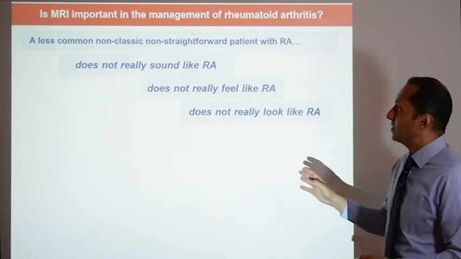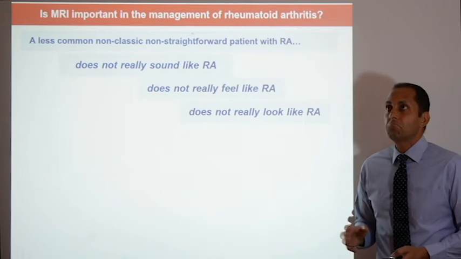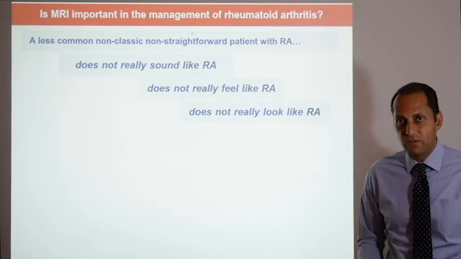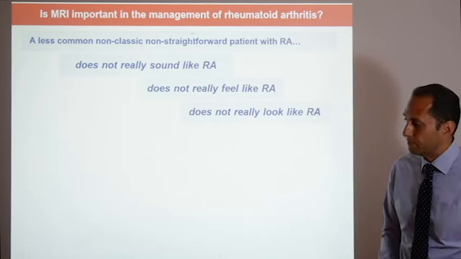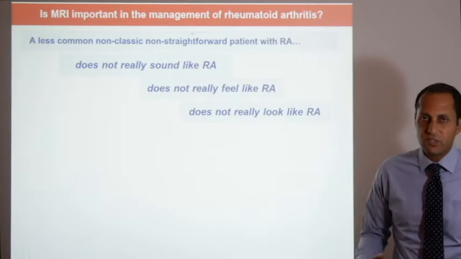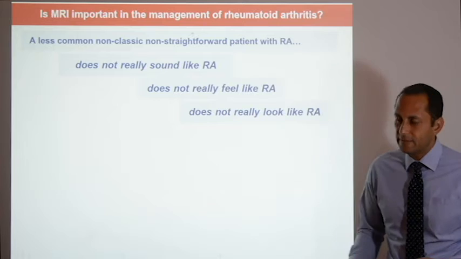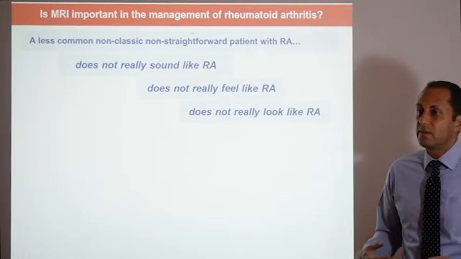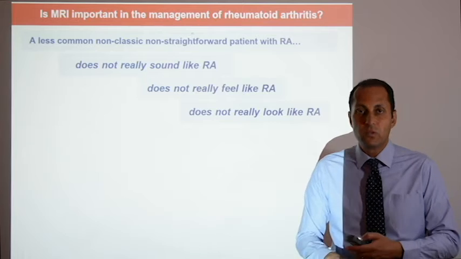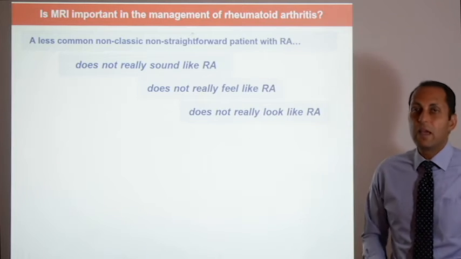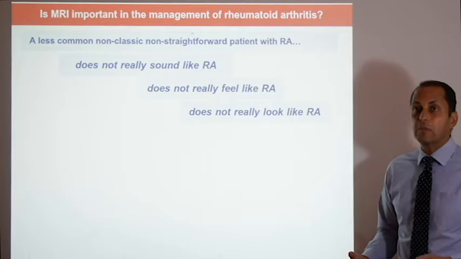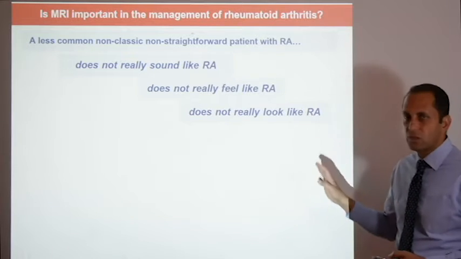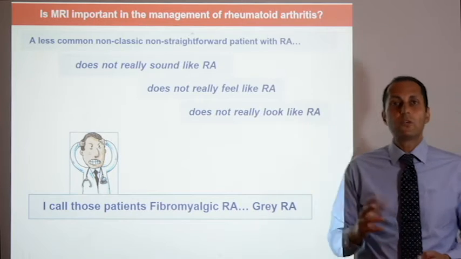A less common, non-classic, non-straightforward patient with RA is a 35-year-old female. She comes to your clinic complaining of aches all over. She also has pain in the hands and feet, but her main problem is aches all over. She has impressive fatigue. She has a lot of pain. When you examine her, the joints are tender, the PIPs are tender, the MCPs are tender, but also the shafts of the bones in the hands are tender, the soft tissues are tender, everything is tender. And when you check her labs, her autoantibodies are negative, her ESR is like 25. This is a very gray patient. Nothing is straightforward here. I call those patients fibromyalgic RA, gray RA.